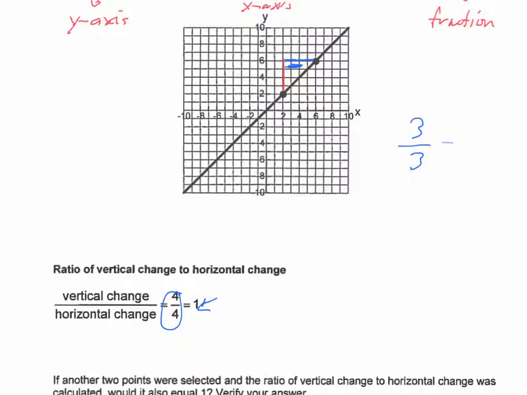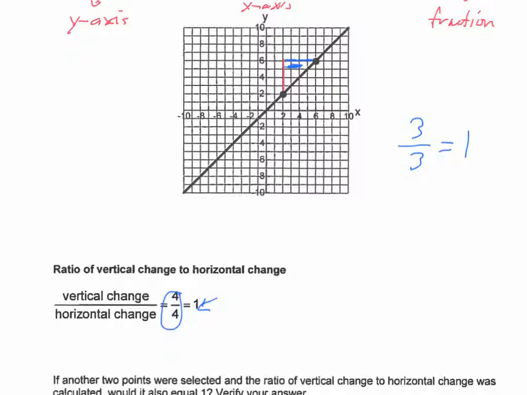Notice this fraction equals 1, doesn't it? So if I start at our last point here, this one right here, and I go up 3, 1, 2, 3, and to the right 3, 1, 2, 3, I've landed on the line again. See where that pointer's right there on the line.